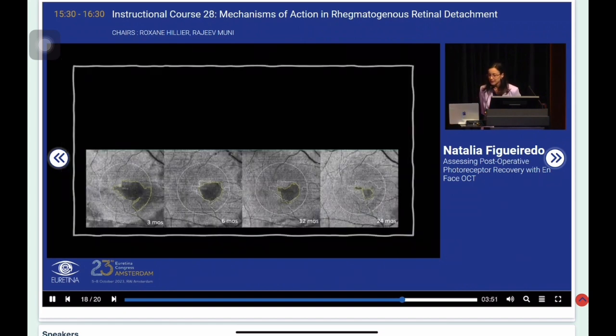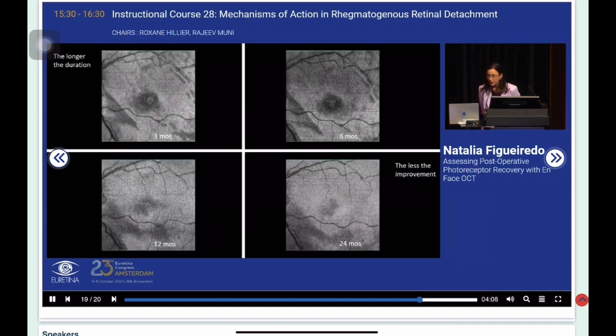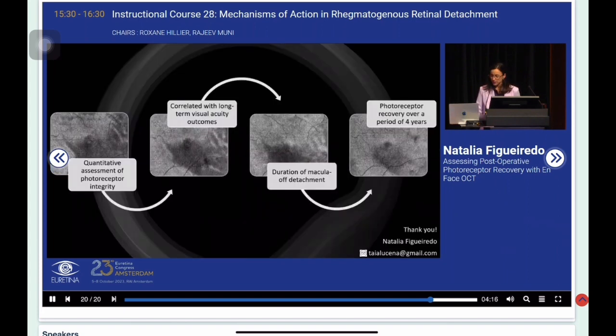The en face OCT scan also has the advantage of demonstrating the entire area of EZ hyperreflectivity in a single image, and it can be reassuring for the patient to see the recovery over time. Finally, the longer the duration of macula-off detachment, the less the improvement was found in EZ hyperreflective areas. To conclude, EZ hyperreflective area on en face OCT represents a quantitative assessment of photoreceptor integrity. This imaging biomarker is correlated with long-term visual acuity outcomes.